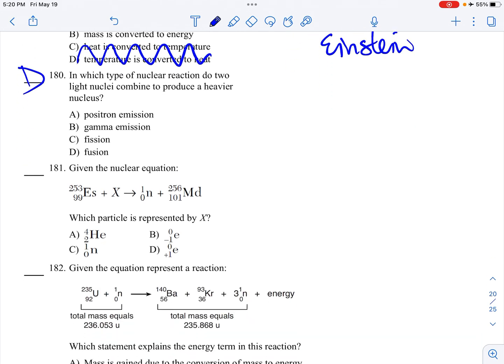181, what is X? So on the right we have 1 plus 256, so it's 257, which means this has to be a 4 to get 257. This is a total mass of 101, which means this has to be a 2. So 4 over 2, if you look on table O, it's an alpha particle.